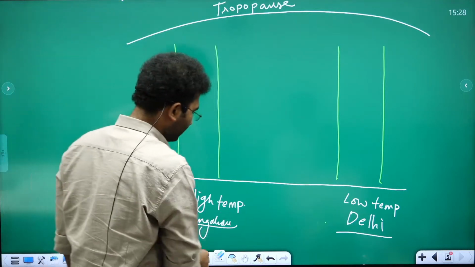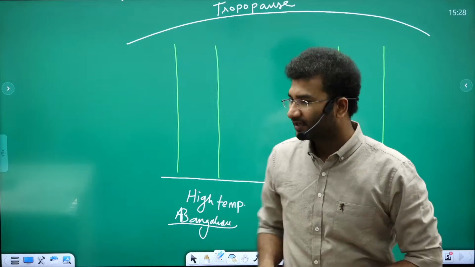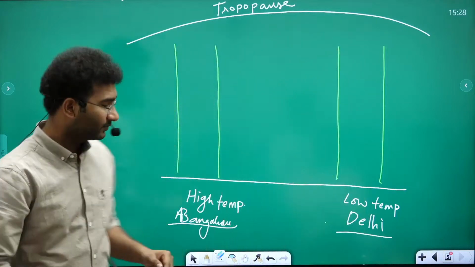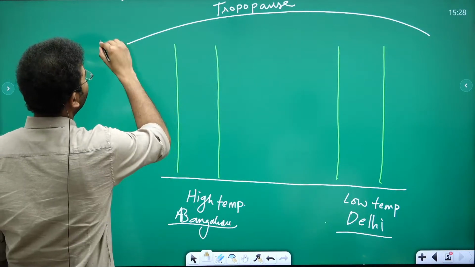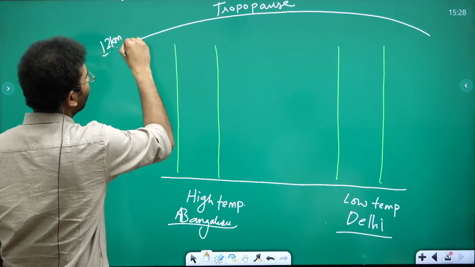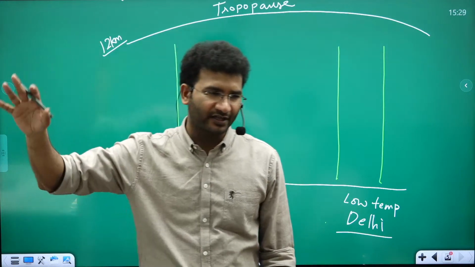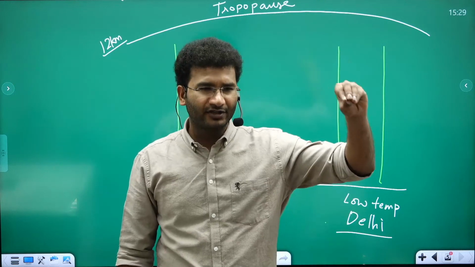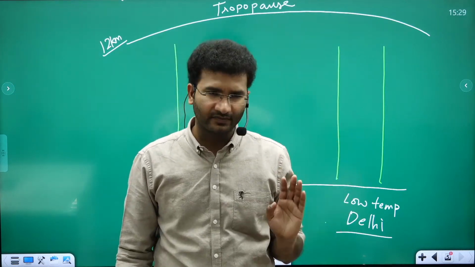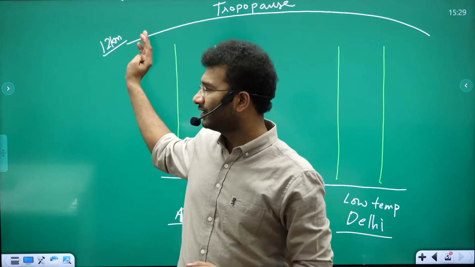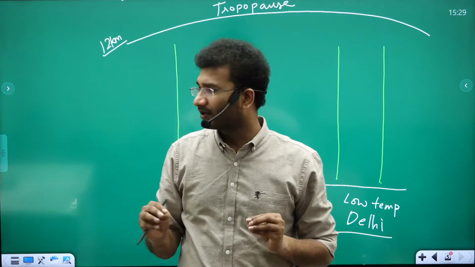Now come back. This is the tropopause, or the height of this tropopause is around, on an average, let's say 12 kilometers, okay? It varies from 18 kilometers to 9 kilometers. 18 kilometers it is near to the equator, and 9 kilometers to 10 kilometers at the poles, right? On an average, 12 to 13 kilometers is the average height. Now what are we trying to do?